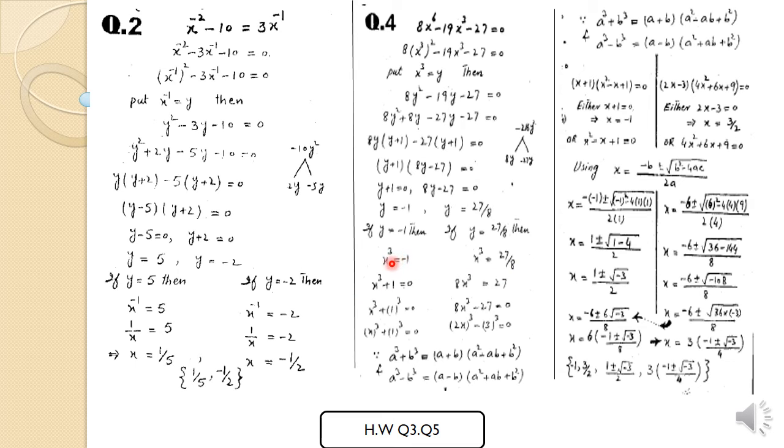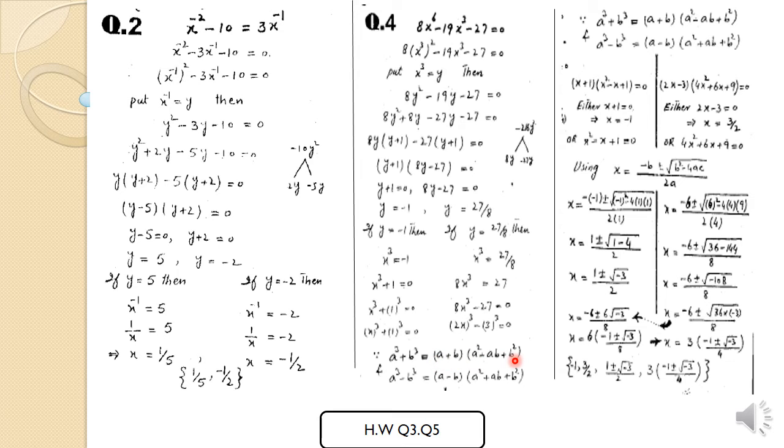Now student, simplify this equation: if we shift -1 toward the other side, it becomes x cube plus 1. Here we apply the formula of a cube plus b cube. Same procedure we can apply here: 27 shifted toward here, and 27 is the cube of 3, 3 cube equals 27. Now on one side we apply the formula of a cube plus b cube, and here we apply the formula of a cube minus b cube.